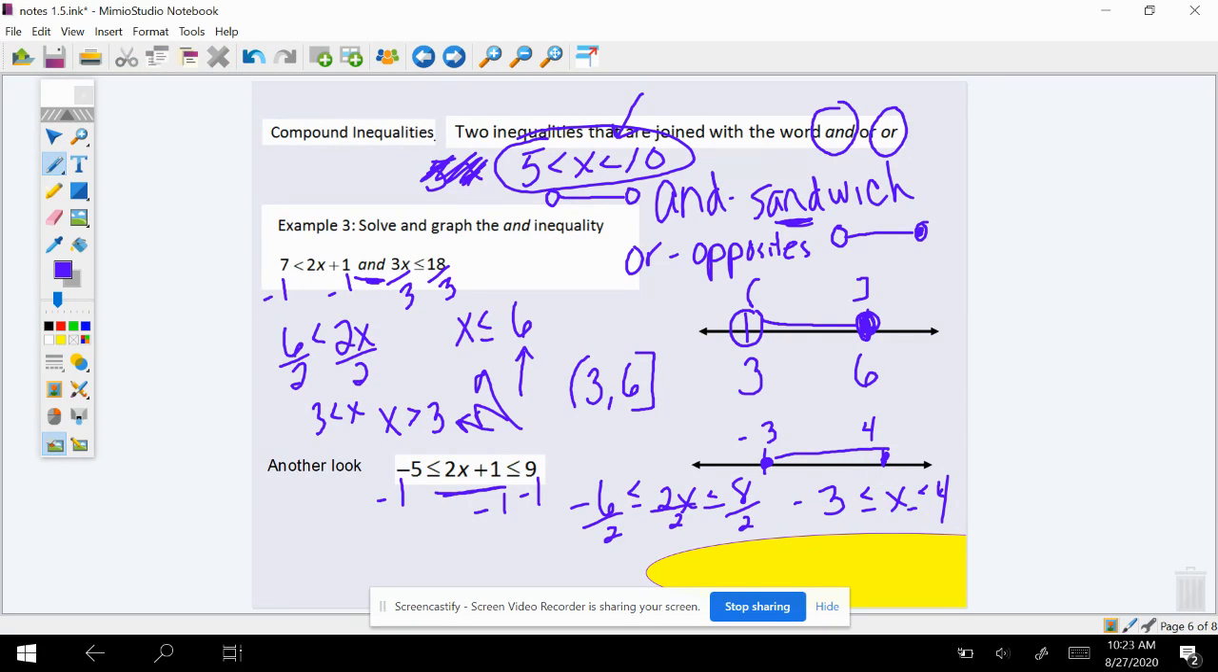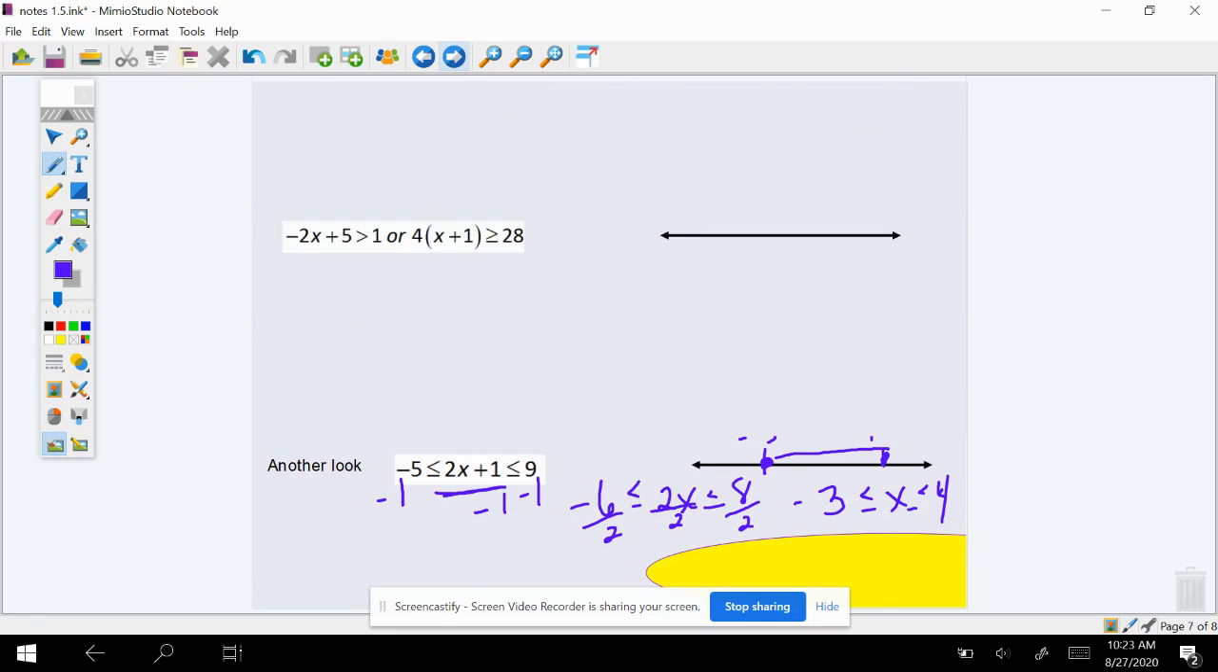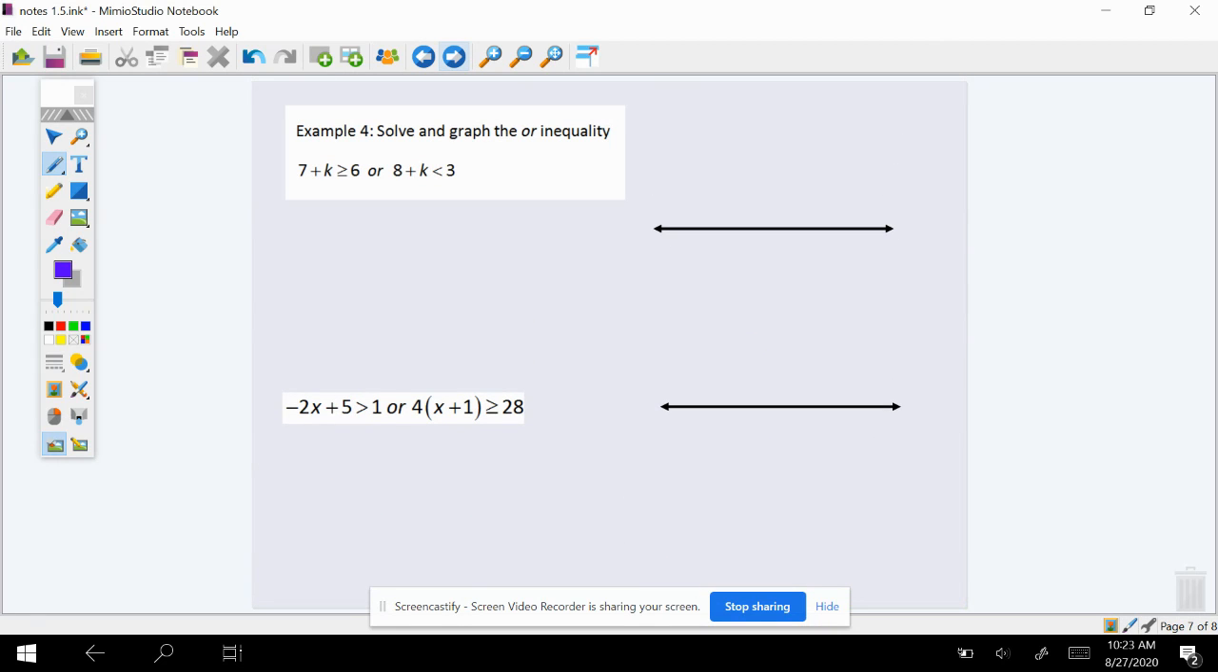And then I'm going to connect in between. So that's an and inequality, or again, I like to think of it as a sandwich or a sandwich graph or a sandwich inequality. The other option are the or ones. The or ones can take a little bit more time, but they're also pretty easy.